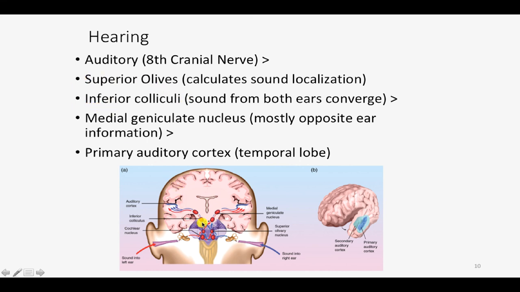From the inferior colliculus, the information goes up to the thalamus. So now we're in the forebrain. Remember, the part of the thalamus that receives auditory information is the medial geniculate nucleus. Remember M for music, that'll help you associate it with sound. The medial geniculate nucleus, also abbreviated MGN, receives mostly information from the opposite ear. And from there, it goes to the primary auditory cortex here in the temporal lobe.